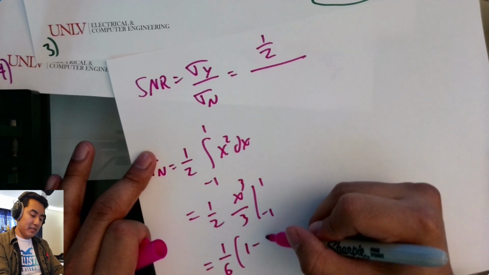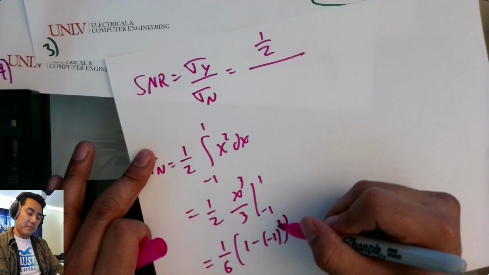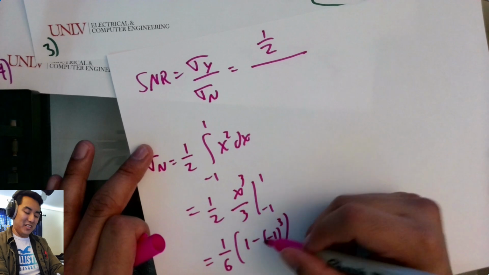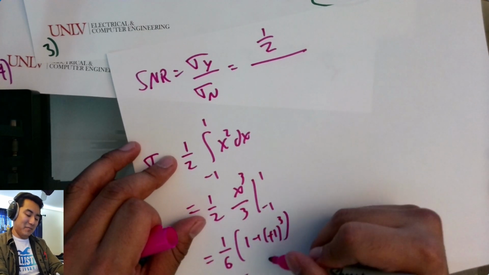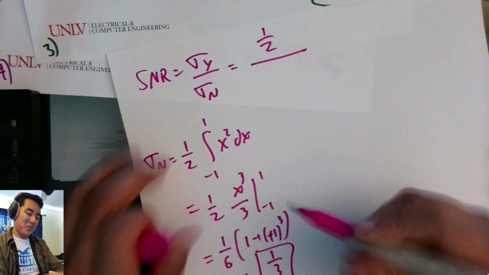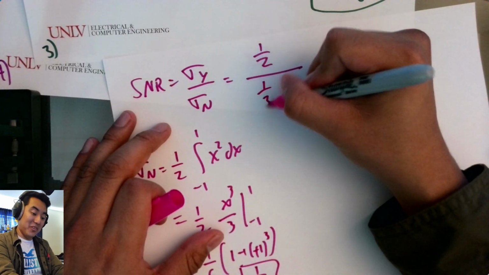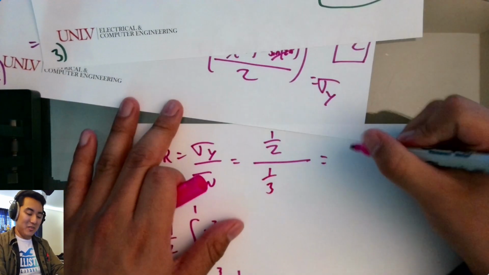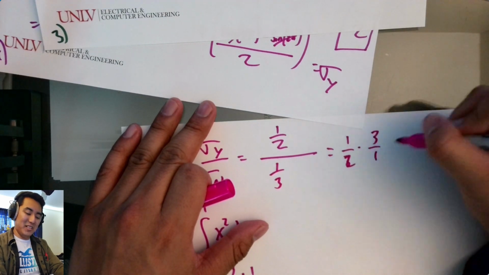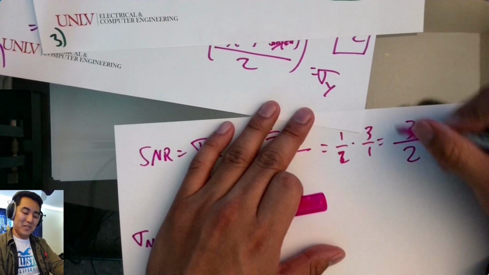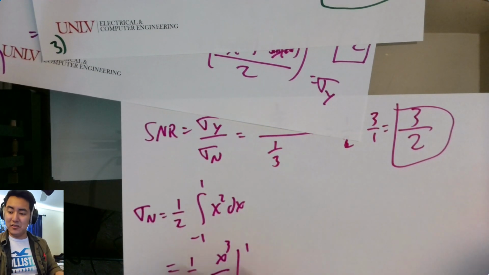1 minus negative 1 cubed, it still keeps it negative, which means negative and negative turn to positives, which means it's going to be 1 over 3. There we go. That's our variance of the noise. Therefore, 1/2 divided by 1/3, which is equal to 3 over 2. Not that bad for power, or our signal to noise ratio.